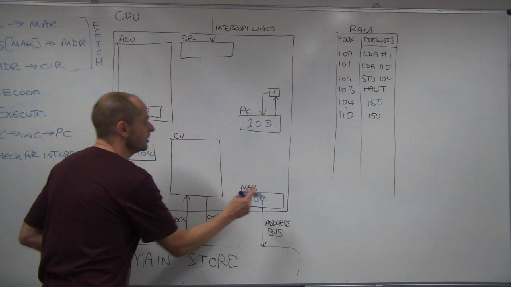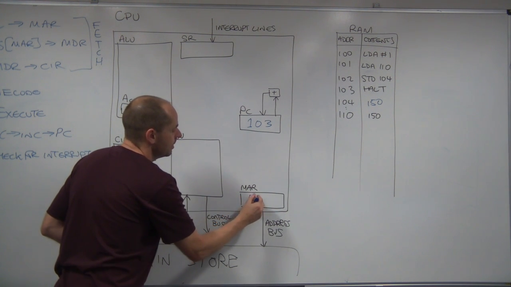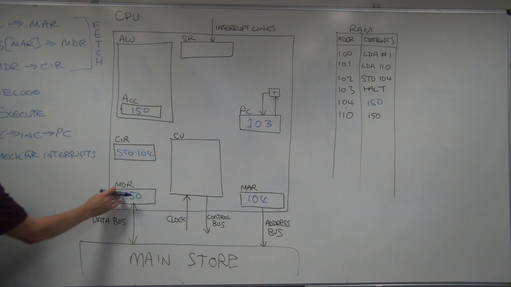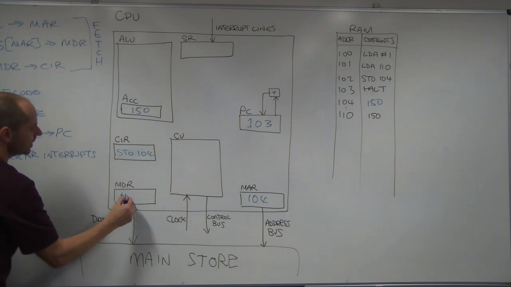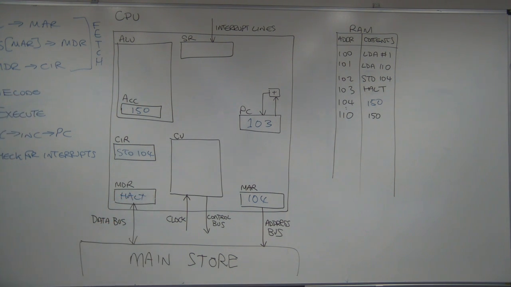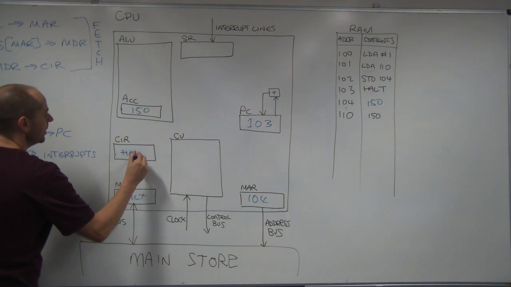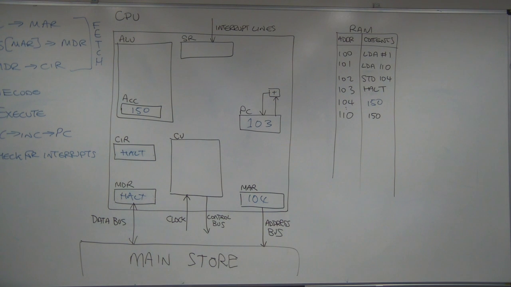Copy my program counter to my memory address register to select that address. Do my read. So my data travels across the data bus, ends up at the memory data register. I assume, because I'm thick, that it's an instruction. So I copy it to the current instruction register. Then I decode it. I look at this instruction and it says halt.